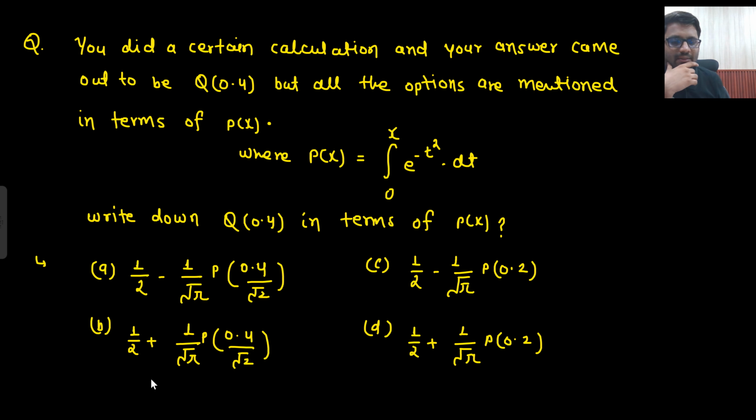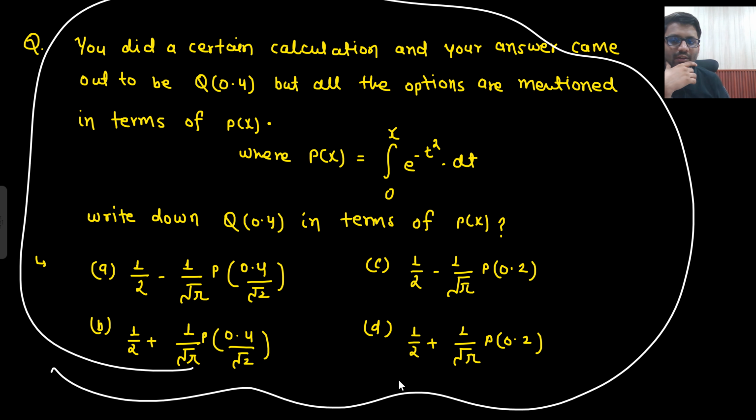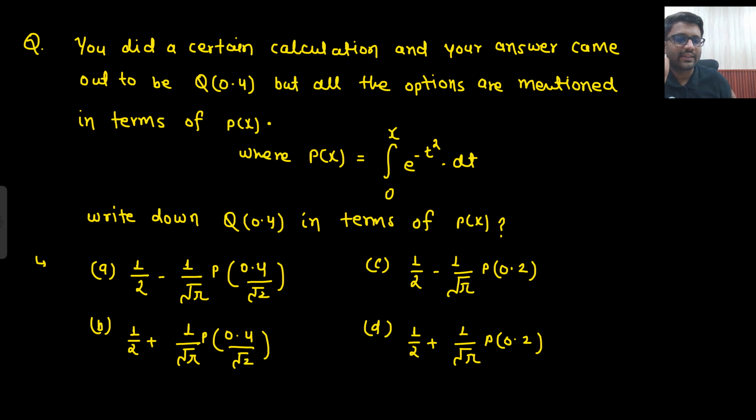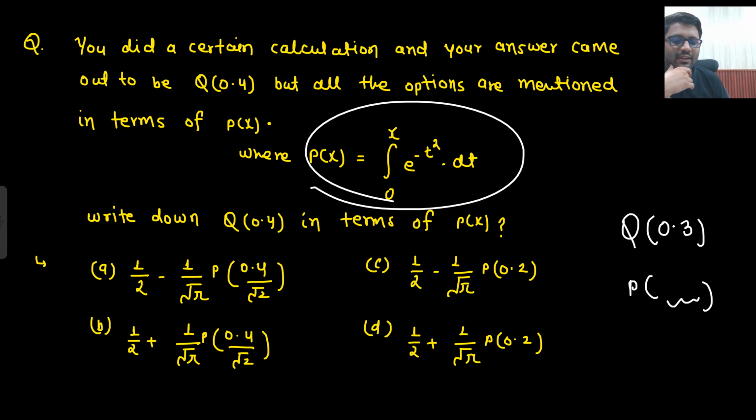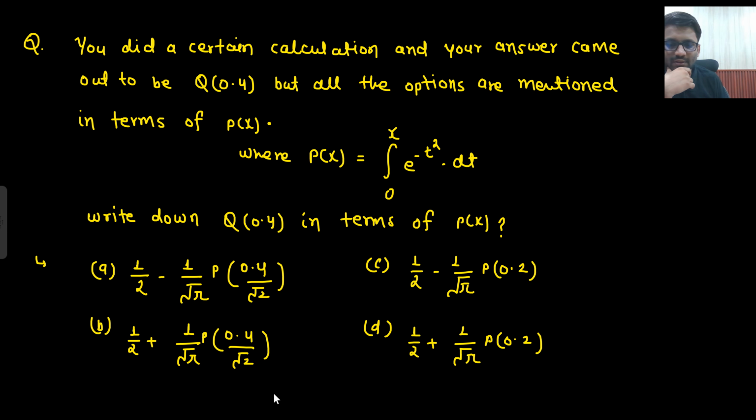Now, why did I do all these things? Because of this particular question. What I feel is that this year or next year, in digital electronics, this Q function will keep on coming, and usually answers are always mentioned in terms of Q only. But what I feel they will do is mention the answer in terms of P, and they will define P like this. So what I have done here is that you did some calculation and your answer came out to be Q of 0.4, but the options were mentioned in this manner.